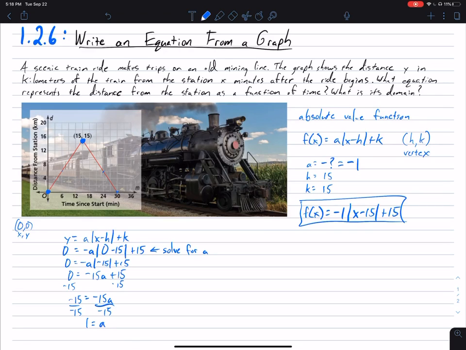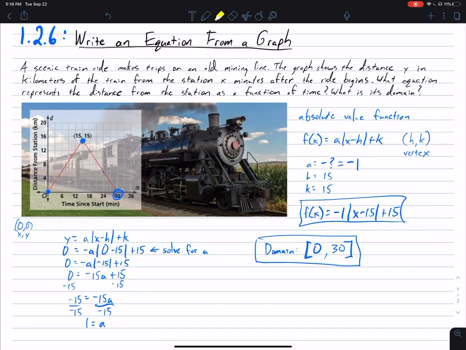So that answers the first part: what equation represents the distance from the station as a function of time? They want to know what the domain is. All right, my domain are my x values. And if we're talking about minutes after the ride begins, my domain, well, time, all right? I can't have below 0. So 0 is the minimum value. And then I get back to the station 30 minutes into my trip. This part right here. So my largest x value is 30, and we're going to include that. So what is the domain? [0, 30].